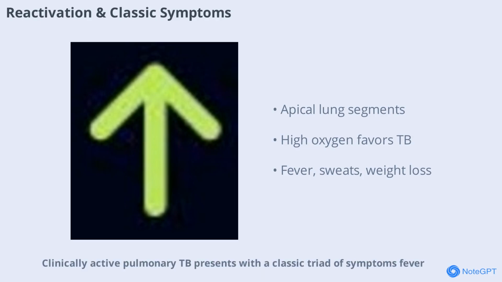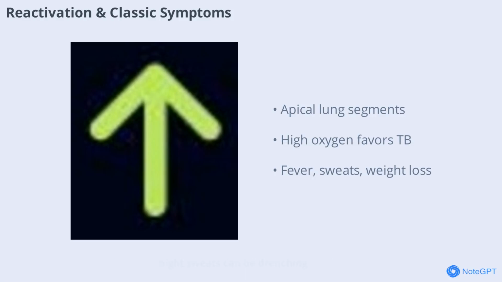Clinically, active pulmonary TB presents with a classic triad of symptoms: fever, night sweats, and weight loss. Fever is usually low-grade and tends to worsen in the evening, night sweats can be drenching, and weight loss is often significant and unintentional. Recognizing this triad is essential for early suspicion and diagnosis of active TB.